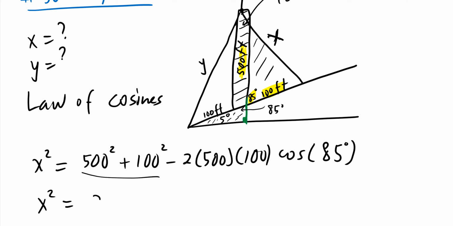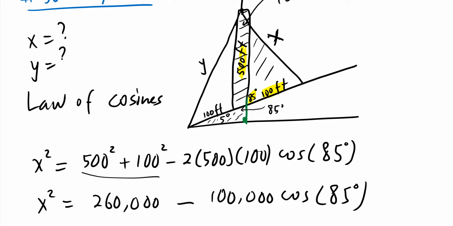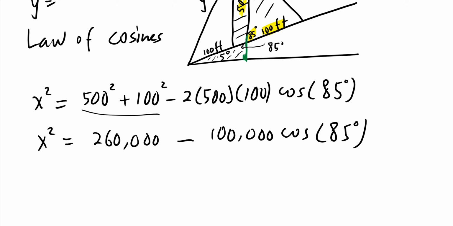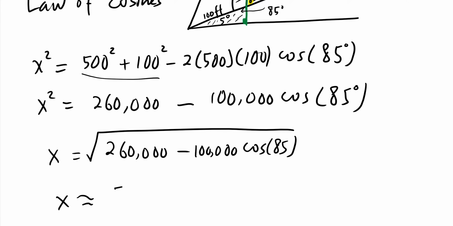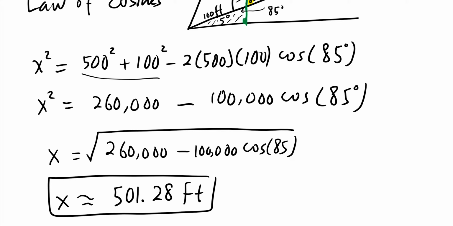If you do these two together, that's 260,000 minus 100,000 cosine 85 degrees. Then X would be the square root of all of this. You can either calculate it first and then put it under the square root at the end, or you can do it like so. And then when I calculate this, it gives me about 501.28 feet. So that's the length of one of the wires, X.